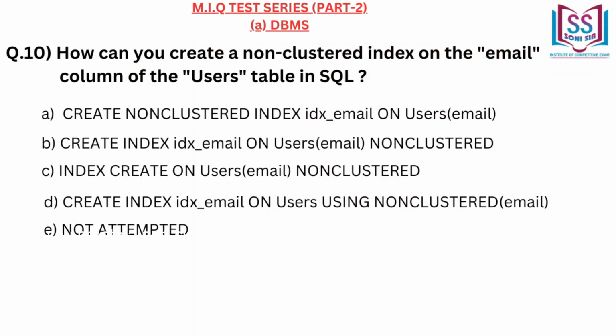How can you create a non-clustered index on the email column of the users table in SQL? A. CREATE NONCLUSTERED INDEX idx_email ON users (email). B. CREATE INDEX idx_email ON users (email) NONCLUSTERED. C. INDEX CREATE ON users (email) NONCLUSTERED. D. CREATE INDEX idx_email ON users USING NONCLUSTERED (email).